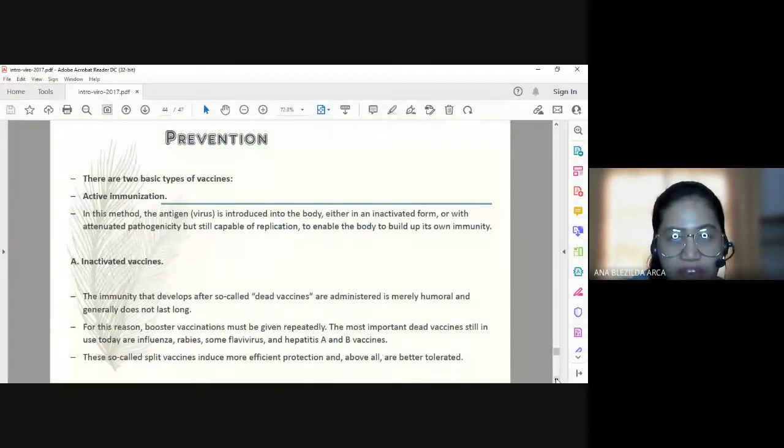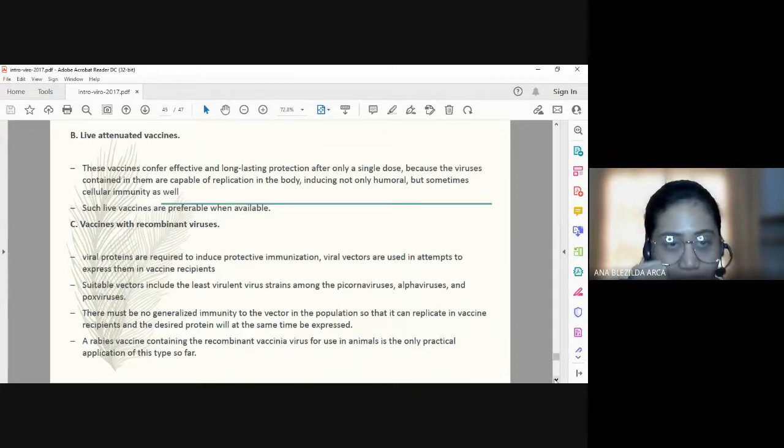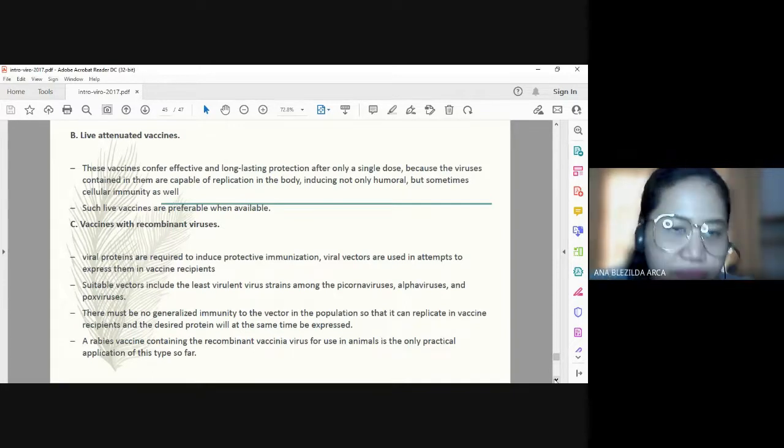Now, for the prevention. So, prevention is vaccine talaga. Yun ang importante. So, pwede kang magkaroon ng active immunization or passive immunization. So, you have what you call the inactivated vaccines, also known as the dead vaccines. So, kapag dead vaccines class, humoral immunity lang yan. Kasi nga naman, there's no virus to replicate and to induce the production of your antibodies. So, mainly humoral immunity lang, antibody lang ang binibigay sa'yo. So, it does not last long. So, example of that are the booster vaccinations, influenza vaccine, rabies vaccine, vaccine against the Hepa A and the Hepa B.